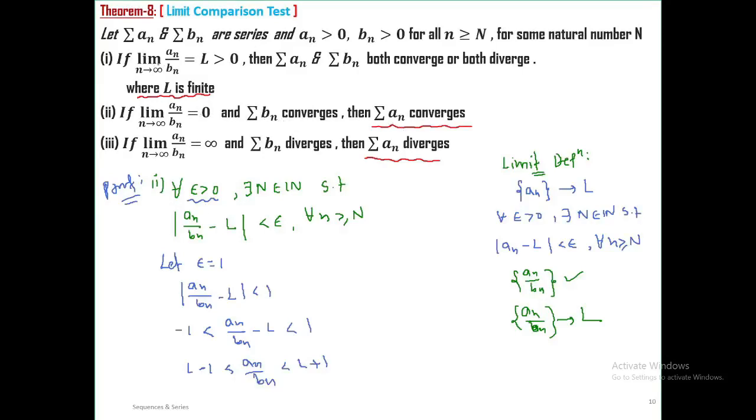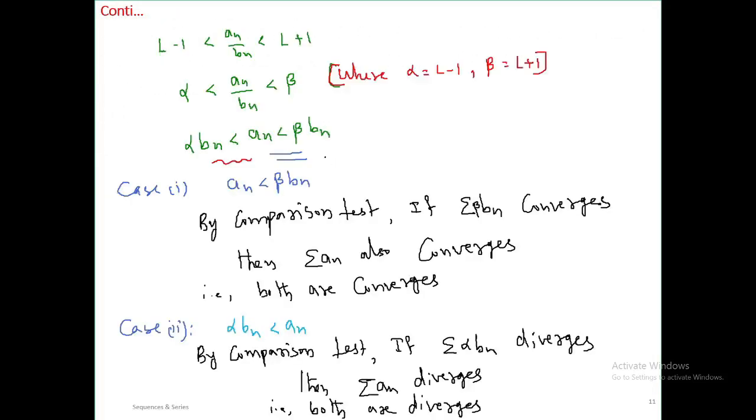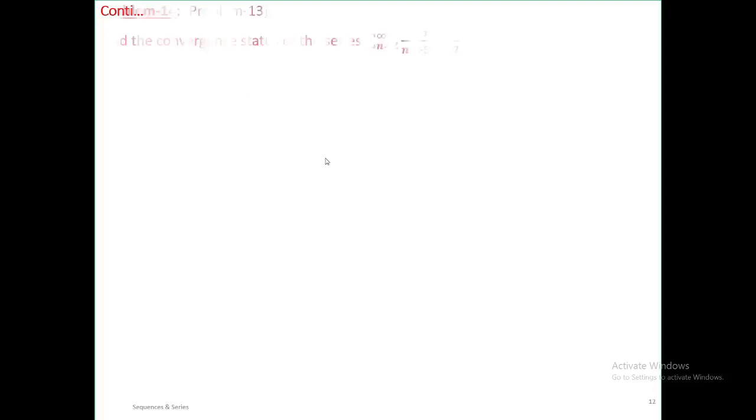And here you only have to take the limit as n tends to infinity of an by bn equal to L. Then we have to prove both converge or both diverge together. That I already proved. Similarly, third statement, you take this as infinity and bn diverges. Then you prove that an diverges. It's a simple one, you try once. If not, I will explain next class. So this is about the limit comparison test.